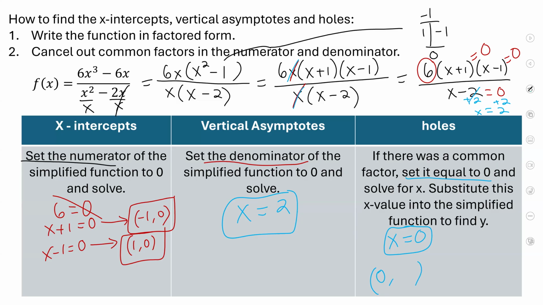Let's find the y value. So I'm going to plug that into my simplified problem. Okay, so I'm going to erase these x's and put in my 0. So plug in those zeros. So this becomes 1, this becomes -1. So I get 6 times 1 times -1 over -2. 6 times 1 is 6, times a -1 is -6. Over -2, what do I get? Perfect, that's your hole.